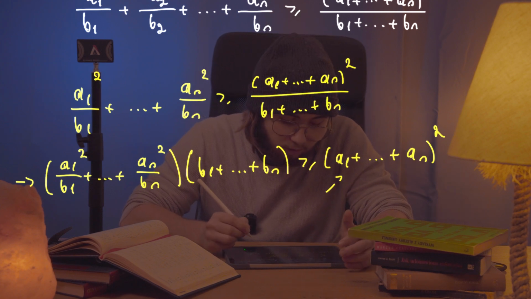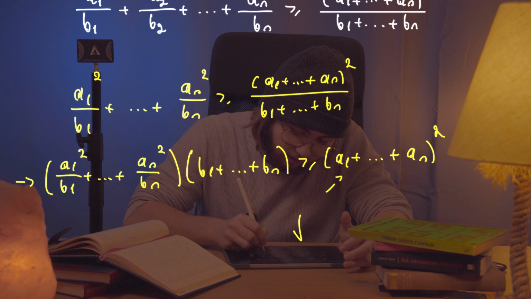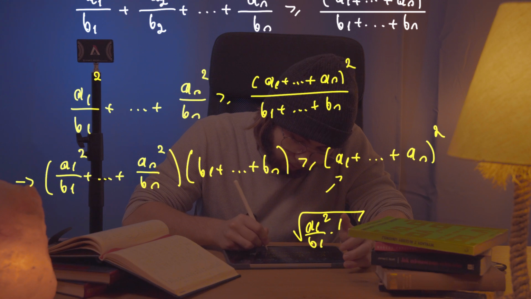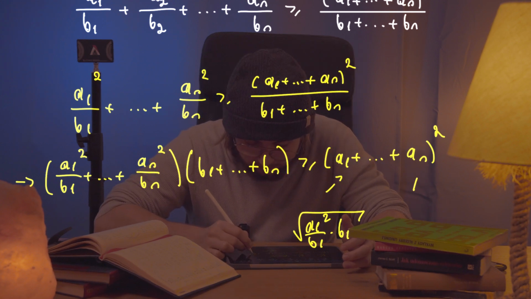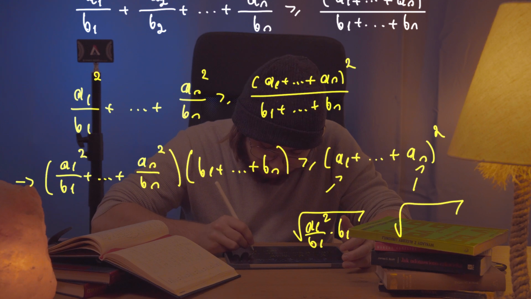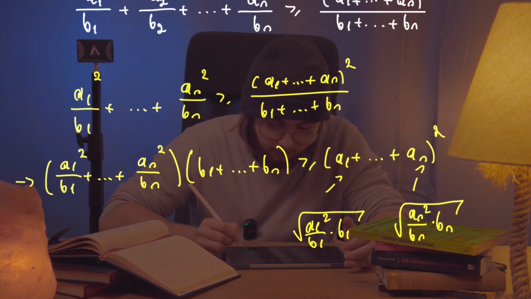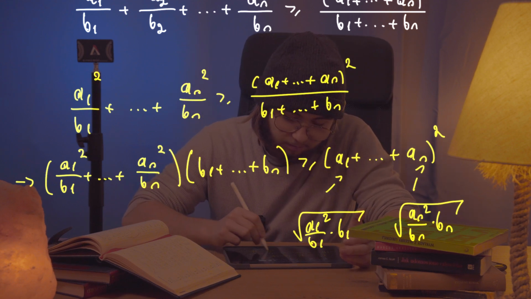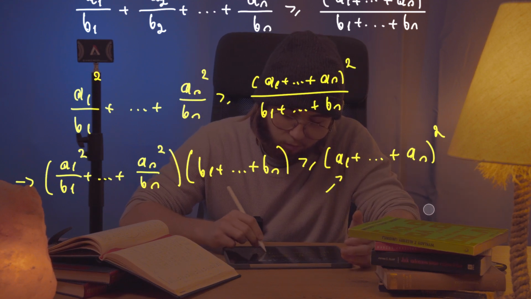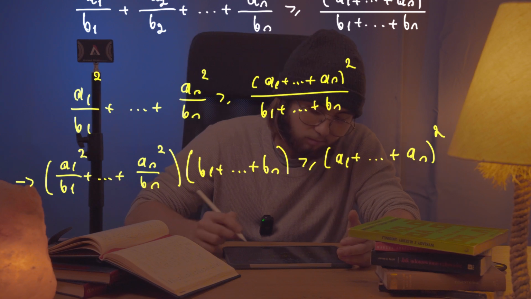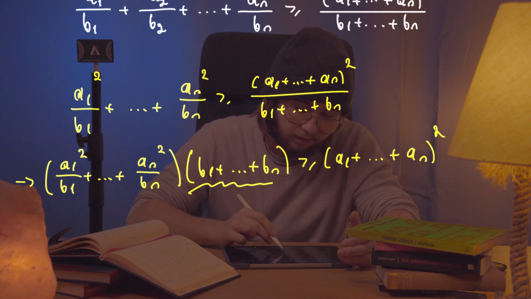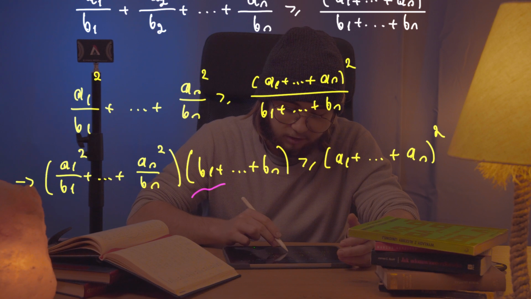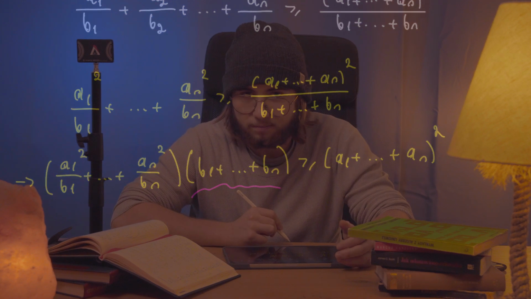this a1 is just the square root of a1 squared over b1 multiplied by b1. This an right over here is just the square root of an squared over bn multiplied by bn. So we can see that this is exactly the Cauchy-Schwarz inequality, but we've just divided by the second sum, the sum of all the b's.